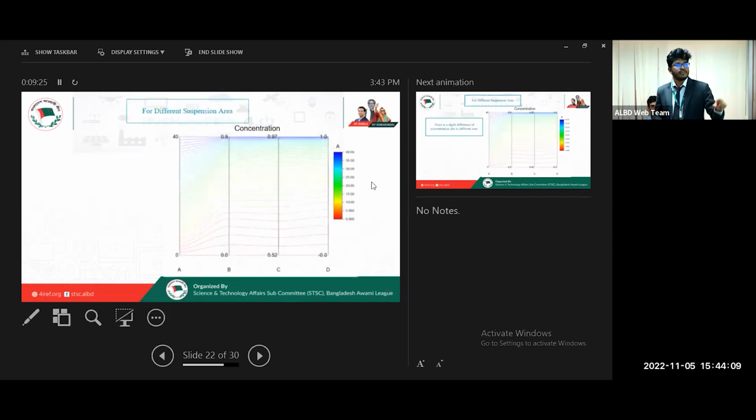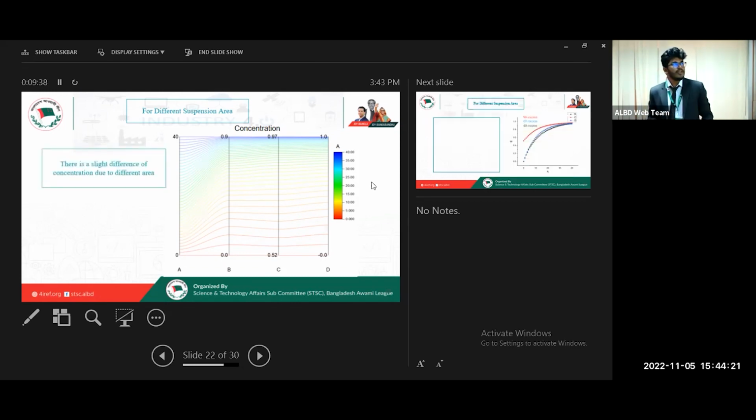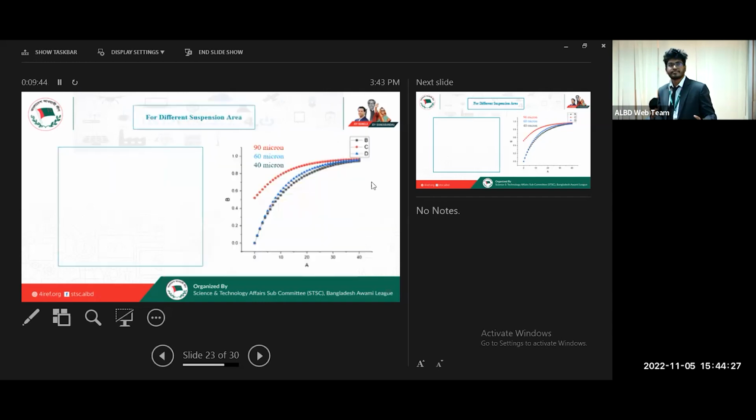Now the concentration is 0 at the time of 0 seconds, and it increases for the 40 seconds; the concentration is about 1 mole per meter cube. And there is a slight difference of concentration due to different size of area.